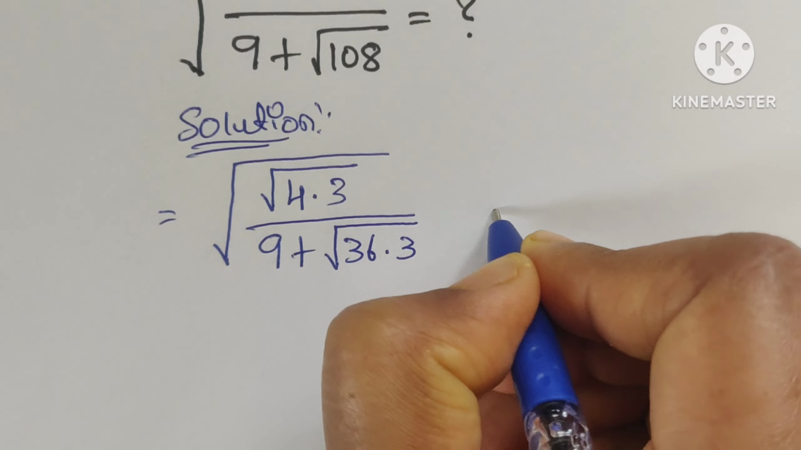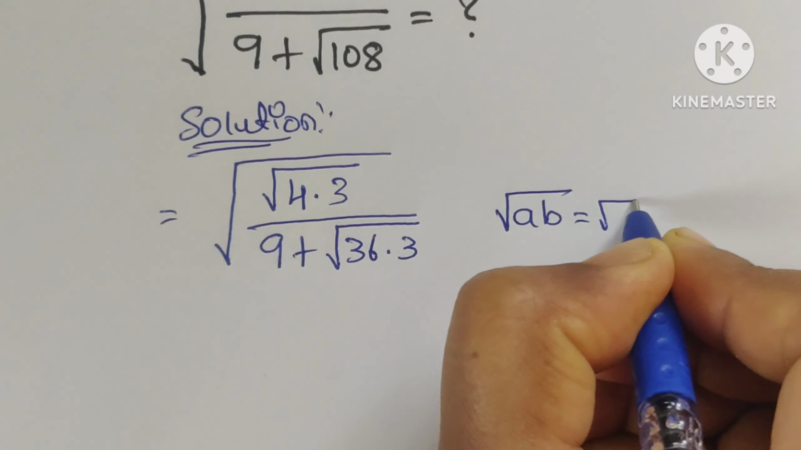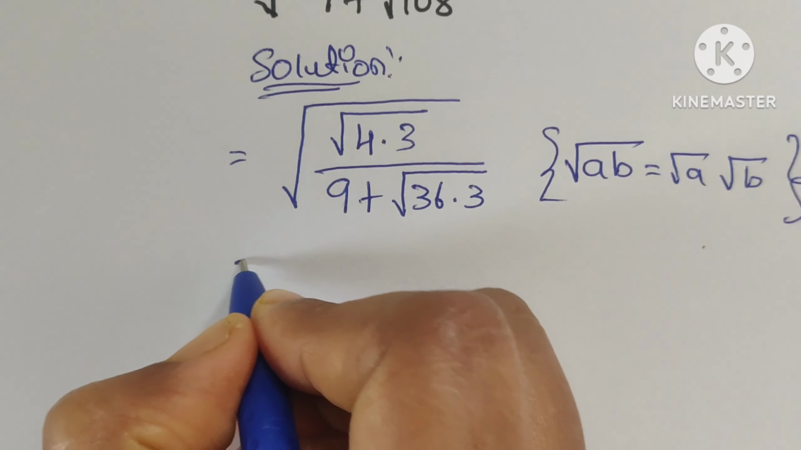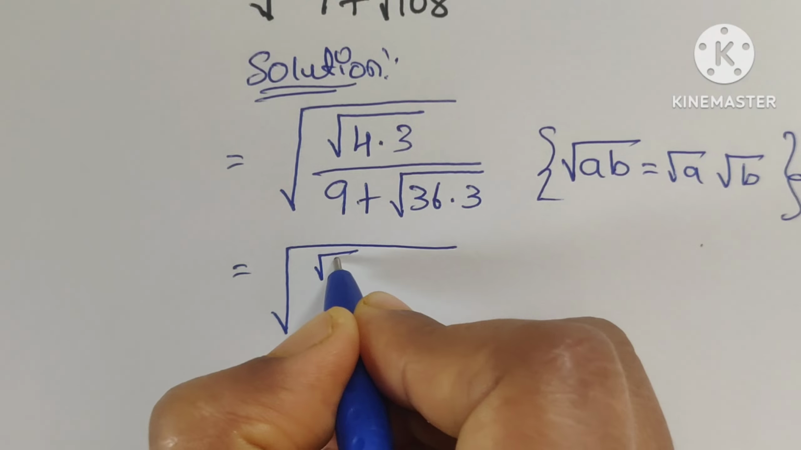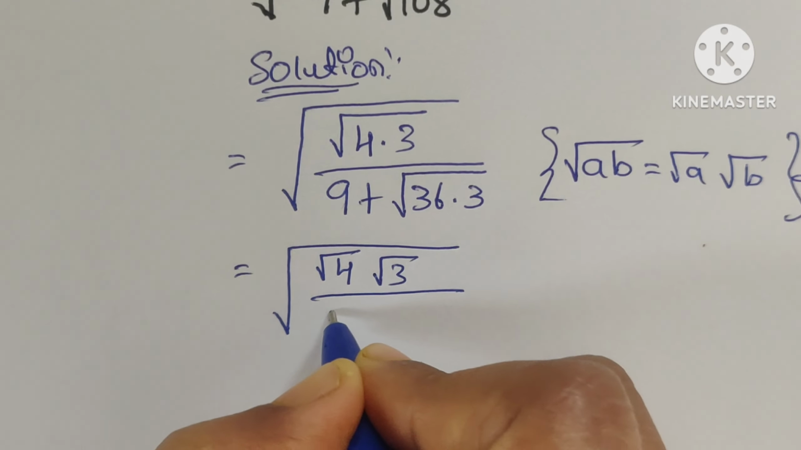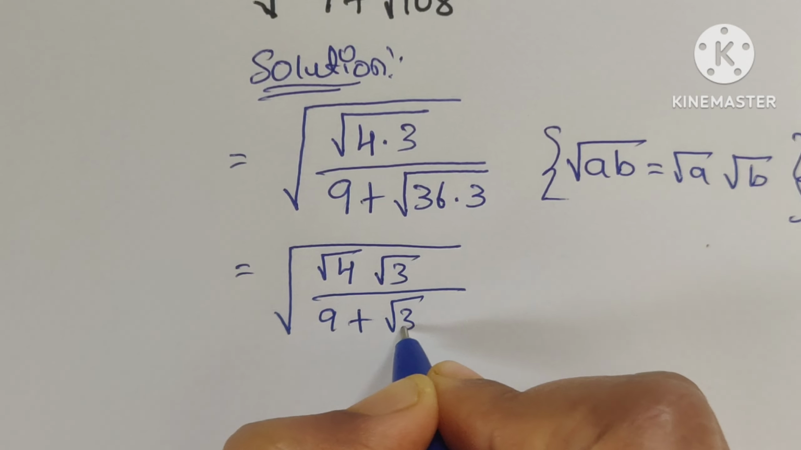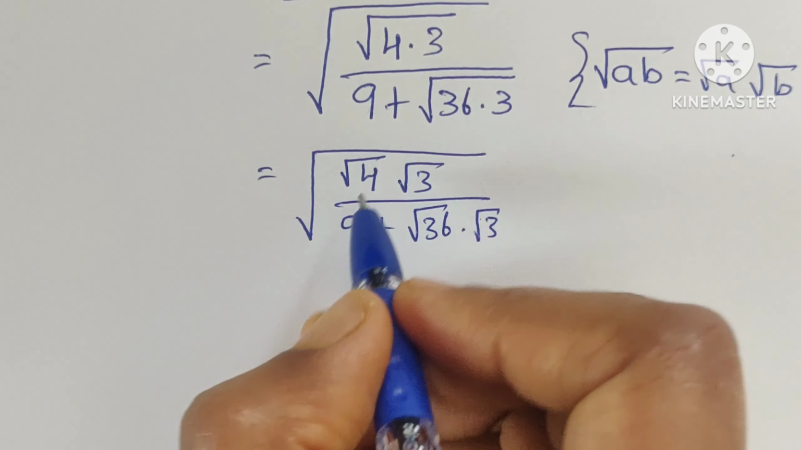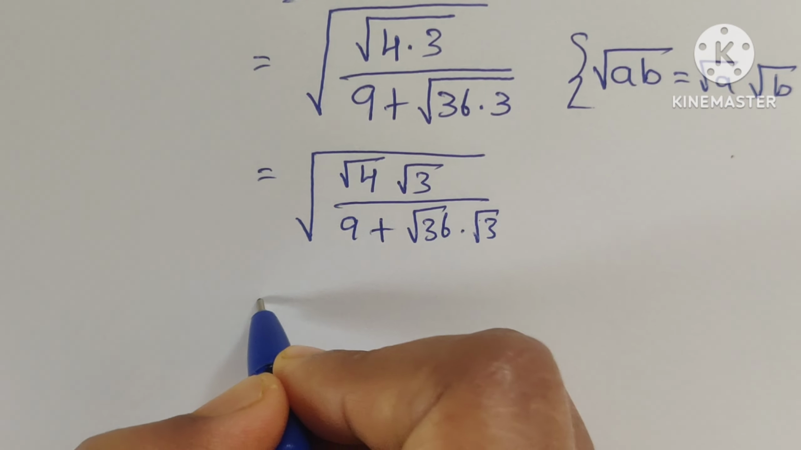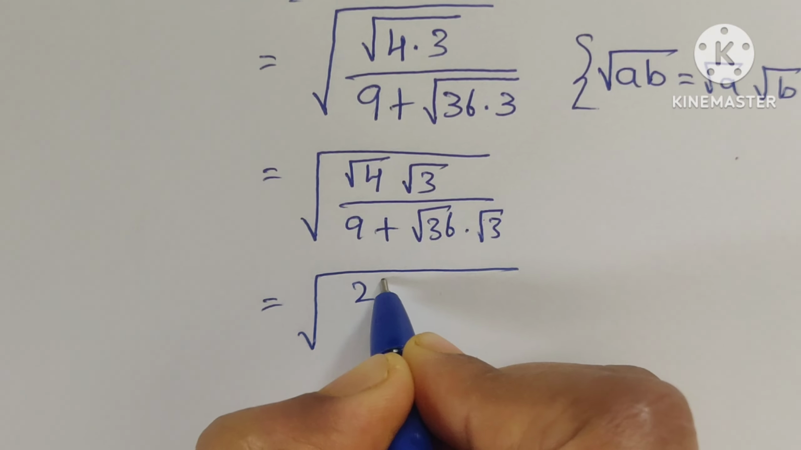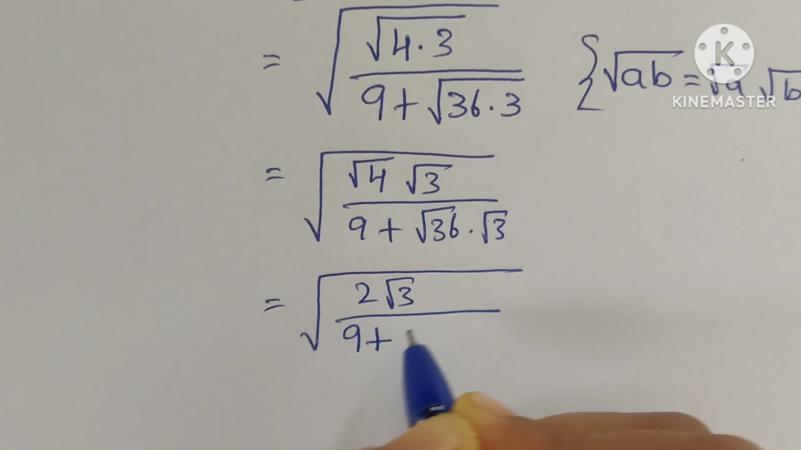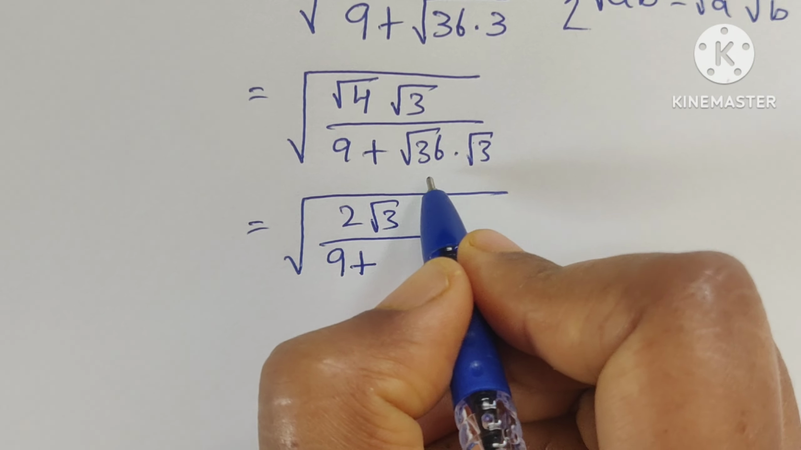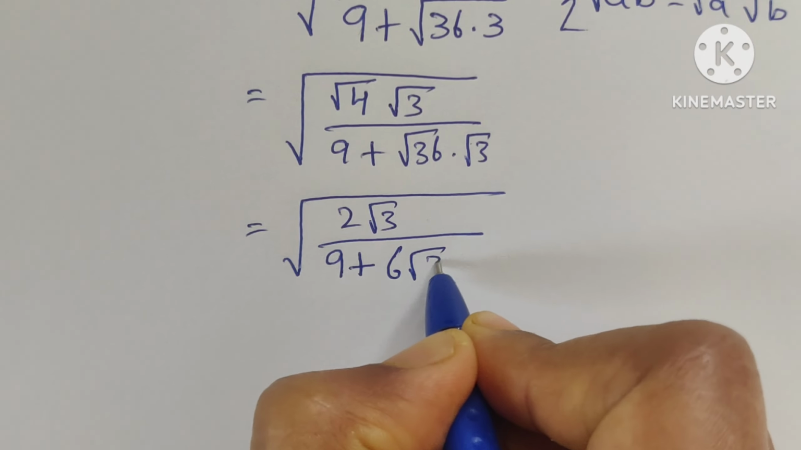So now here we can apply this formula, square root of a times b equals square root of a times square root of b. So use this formula, here we can write square root of 4 times square root of 3 divided by 9 plus square root of 36 times square root of 3. So here we know square root of 4 is a perfect square. So square root of 4 is 2. So 2 square root of 3 divided by 9 plus. So square root of 36 is a perfect square. So square root of 36 is equal to 6. So 6 square root of 3.